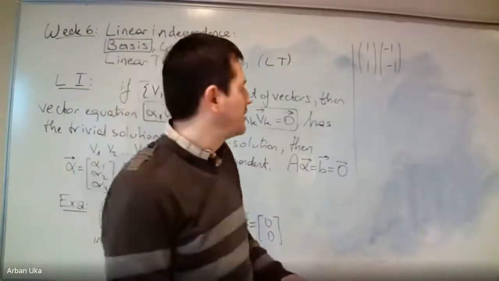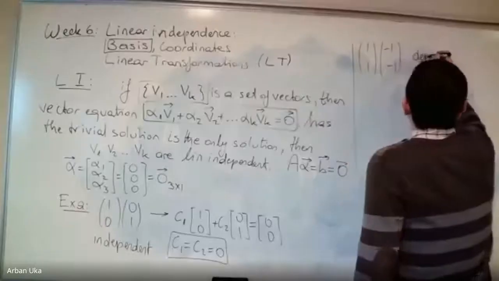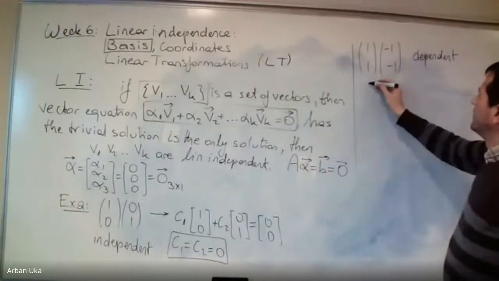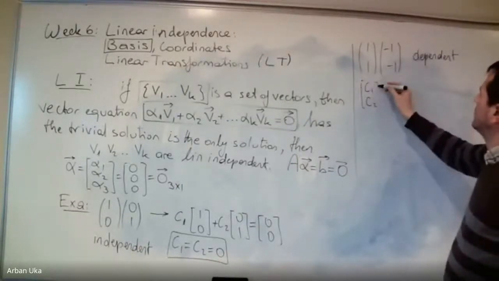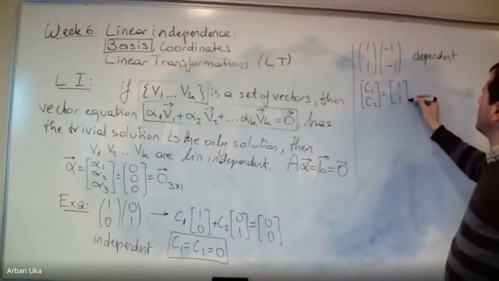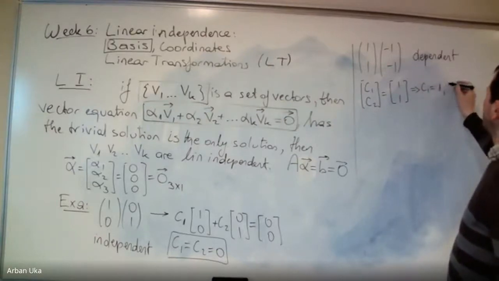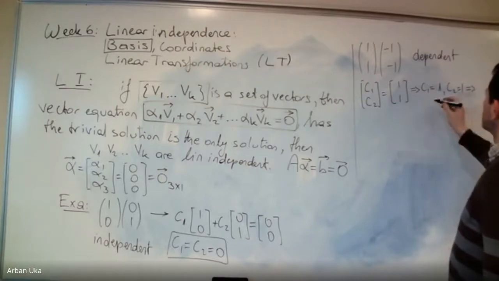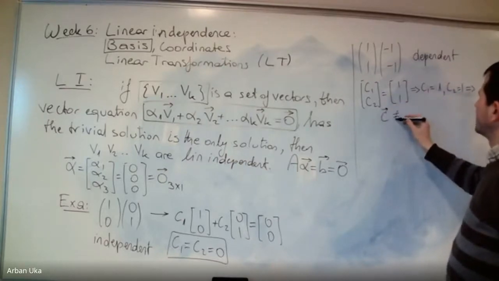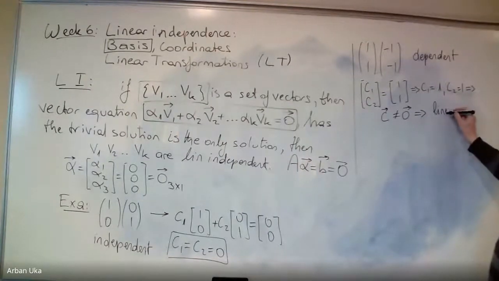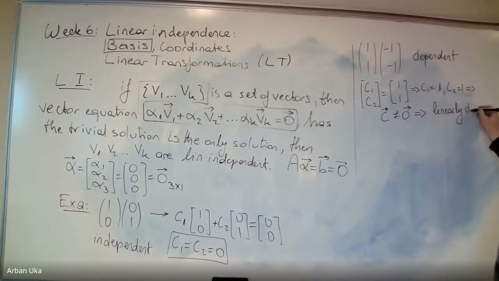Aryan is saying dependent. Okay. So these are a dependent pair of vectors, because here we can say for C1, C2, it is equal to 1, 1, which means that C1 is equal to 1 and C2 is equal to 1. This means that the C vector is different from the 0 vector. This implies that the vectors are linearly dependent. Okay, so these are linearly dependent.